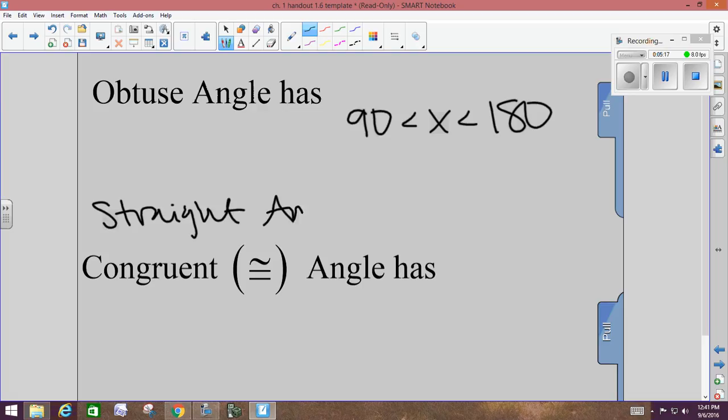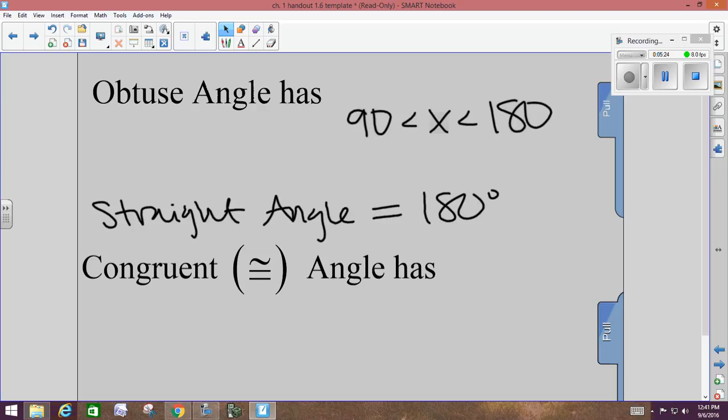Nathan, what about a straight angle? Excellent. Straight angles equal 180 degrees. Acute, less than 90. Right equals 90. Obtuse, between 90 and 180. And a straight angle equals 180. It's a straight line.